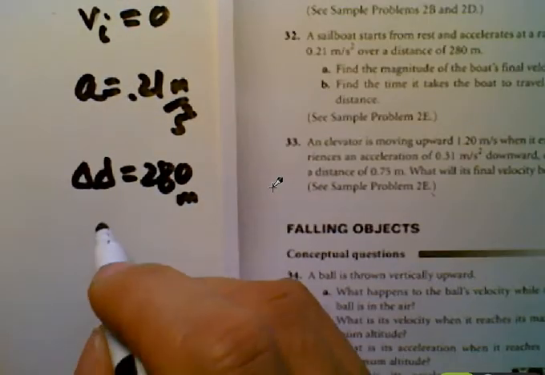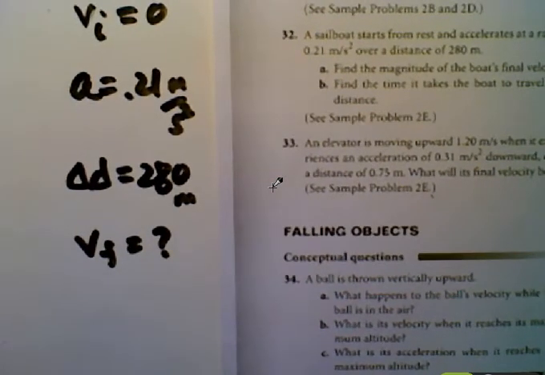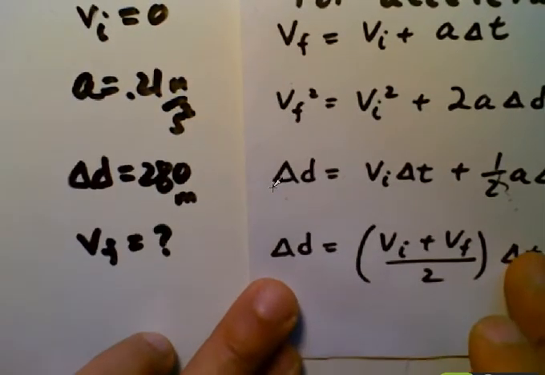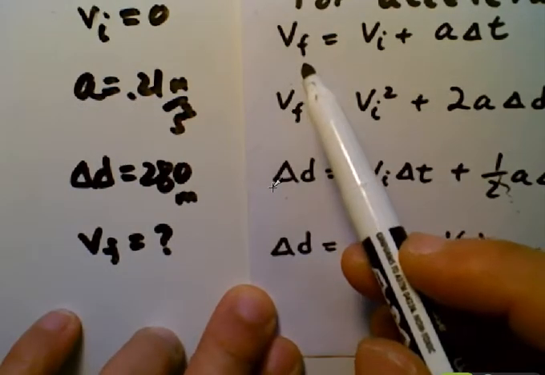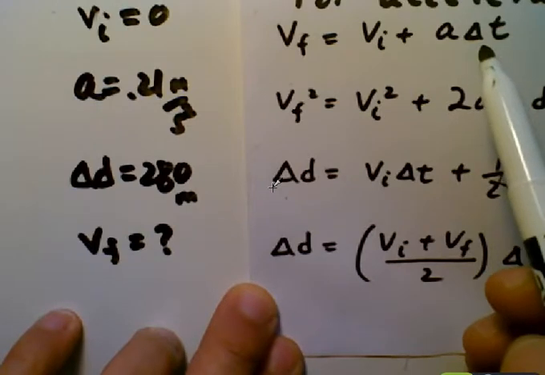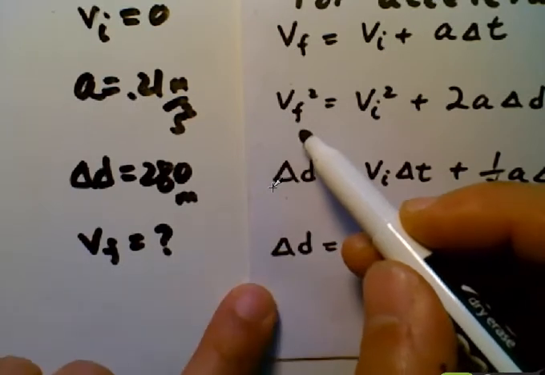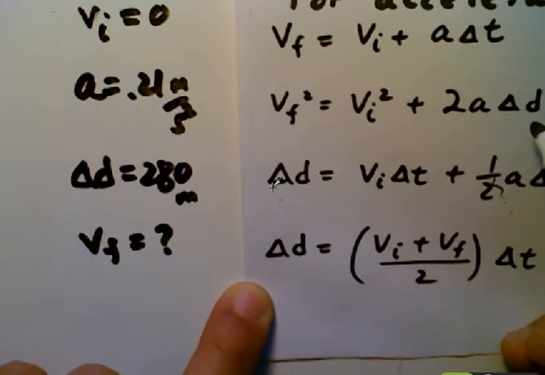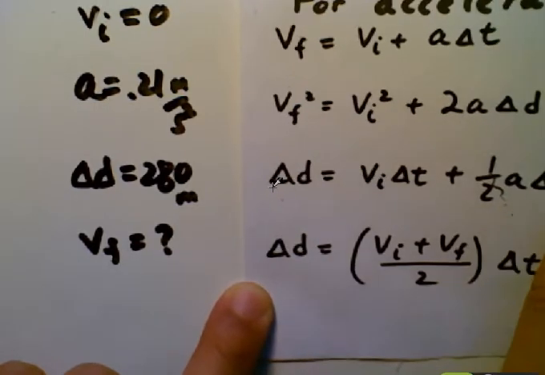A, find the final velocity VF. And to do so, we're going to have to choose one of the 4 equations for accelerated motion. We're going to reject the first equation, even though it has VF, because it doesn't have delta D. The second equation, we have VF squared, that's unknown, but VI is 0, A is 0.21, and delta D is 280. So we have 3 numbers here and 1 unknown. If you have only 1 unknown, you can solve for it. So we're going to choose that equation, the second one.